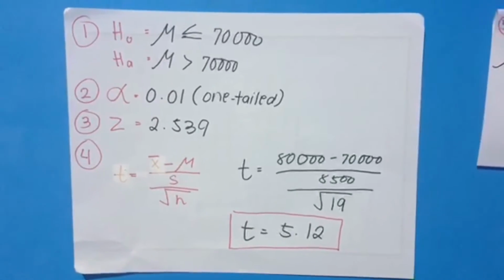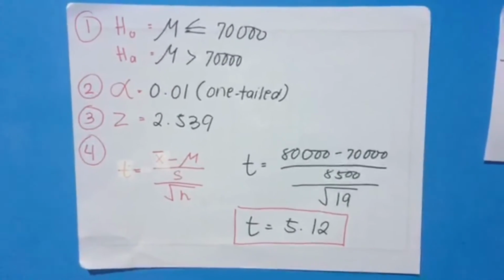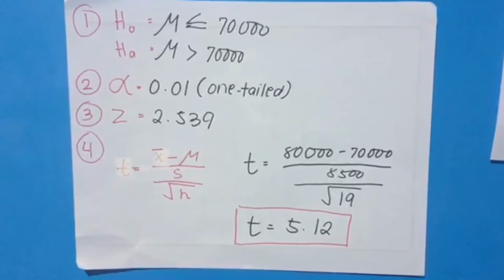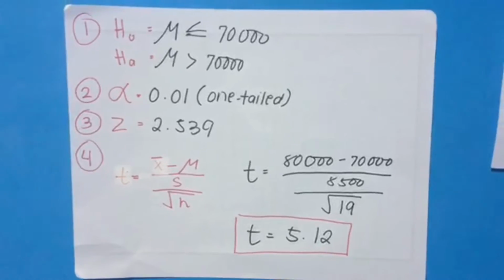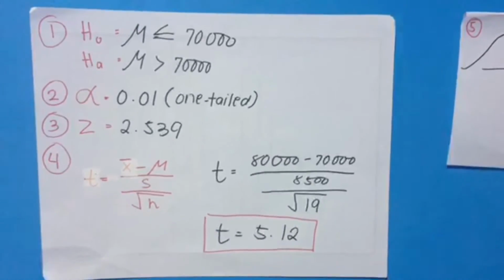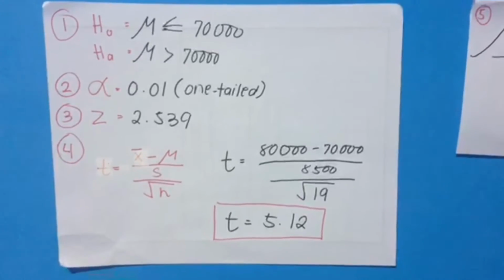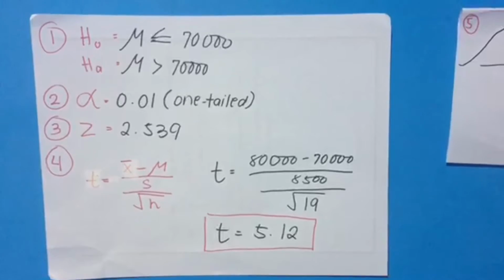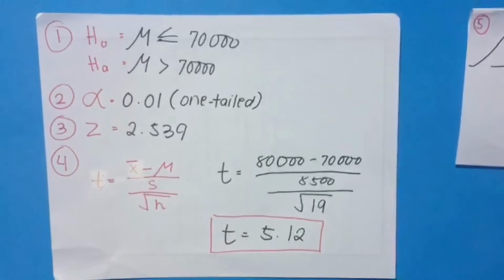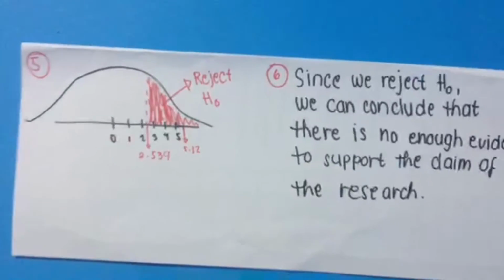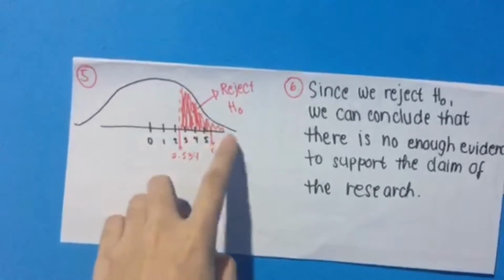Step 3, write the z value. It is from our t table. So we have 2.539. Fourth step is solve the equation. So 80,000 minus 70,000 divided by 8,500 divided by square root of 19. So we have 5.12.